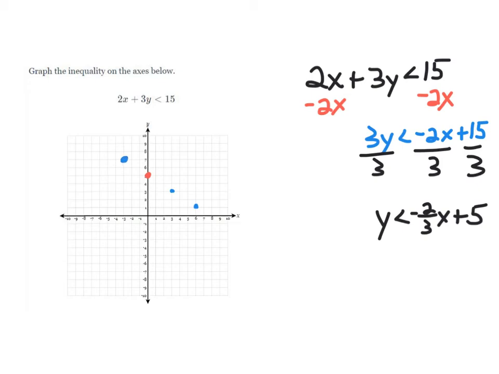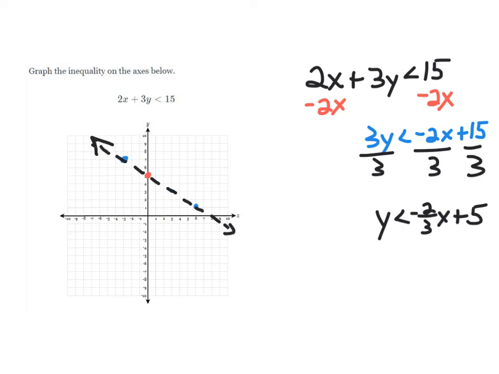So at this point, we could graph our line. Our inequality is y less than negative 2/3 x plus 5. That means I will not be using a solid line. I'm going to have to use a dashed line. So I'm going to do my best to sketch the dashed line that goes through there. It may not be the best drawing you've seen, but you get the point.